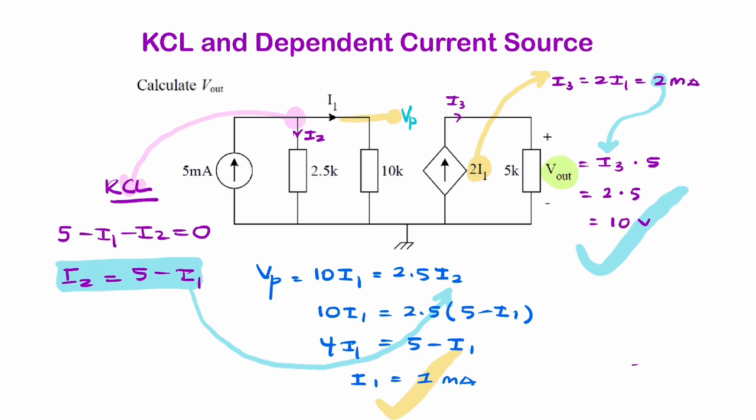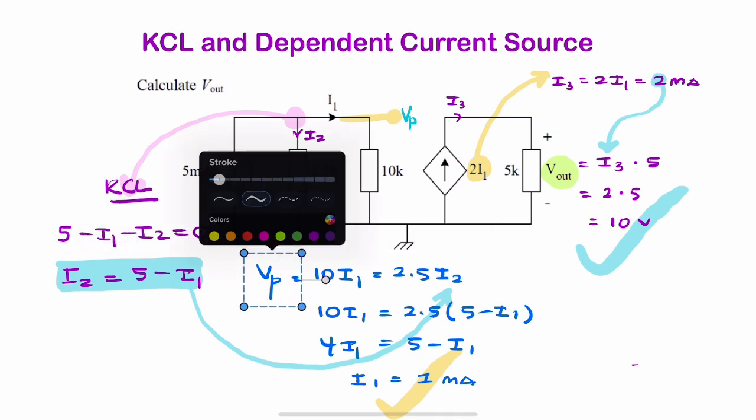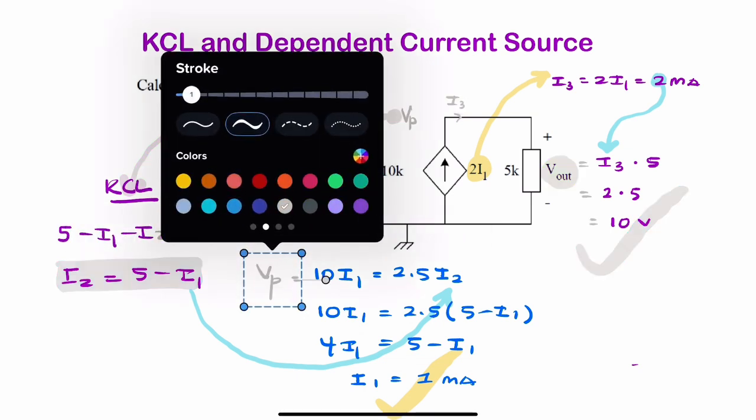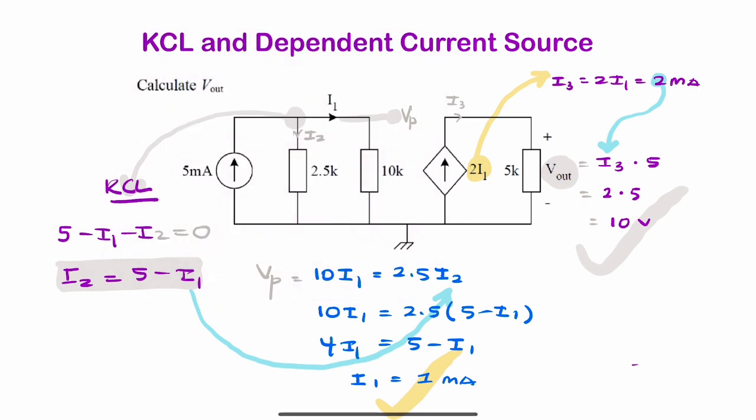The VP here isn't the important part. I can put that in grey. The important part is saying that however you calculate it, whether it's this current times this resistance or this current times this resistance, you get the same thing.